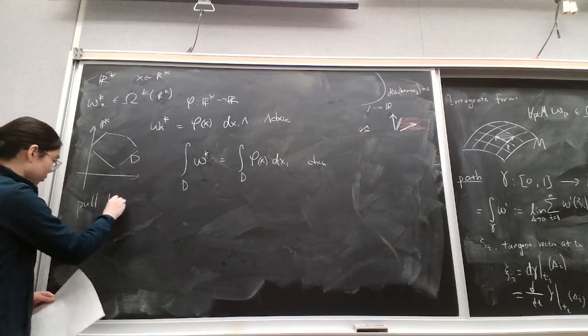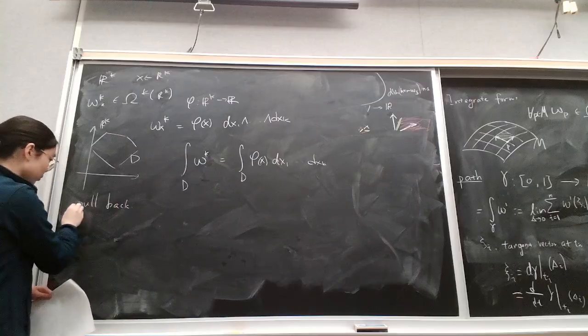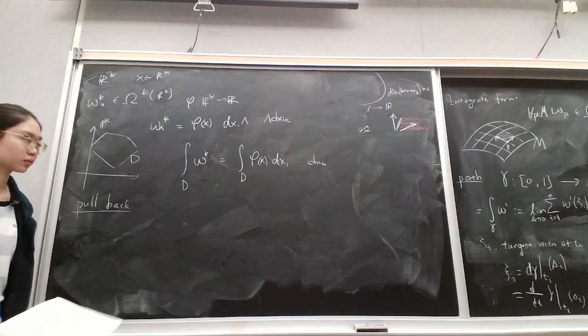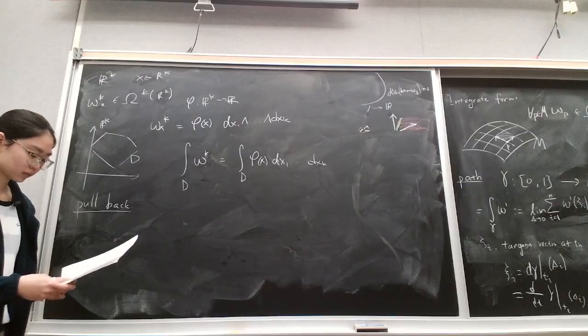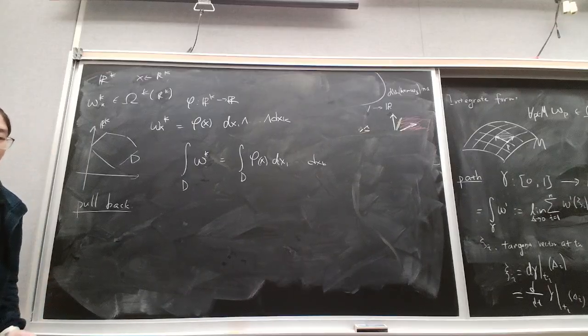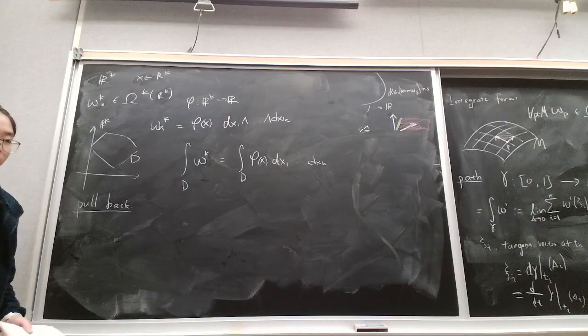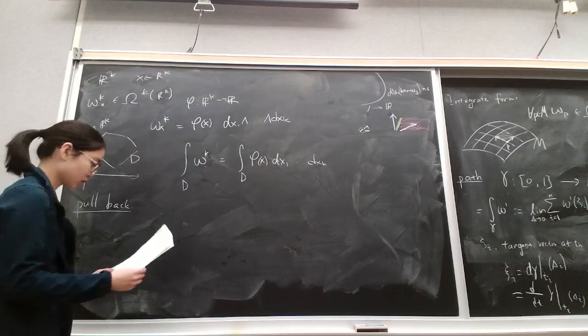Now the goal: we understand how to integrate a k-dimensional thing in a k-dimensional space. If I have a k-dimensional surface in a higher-dimensional n-dimensional space, how do I integrate that, or find the volume of that? For this, we need the pullback.